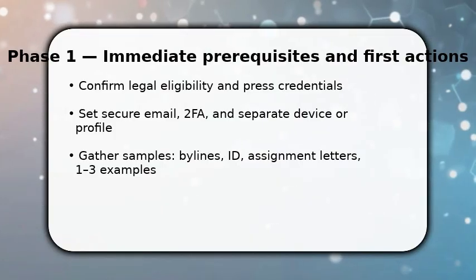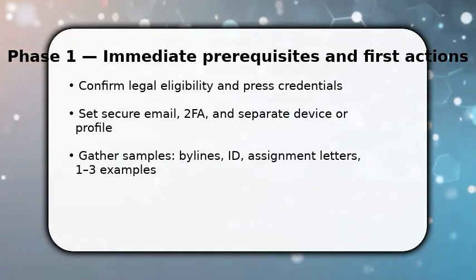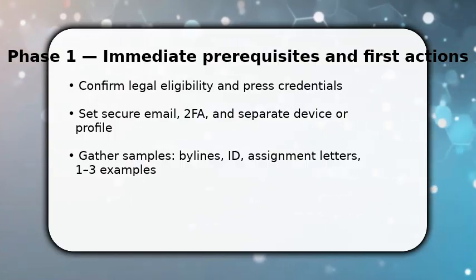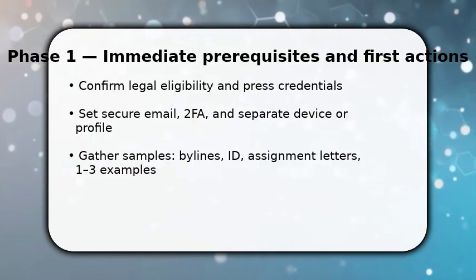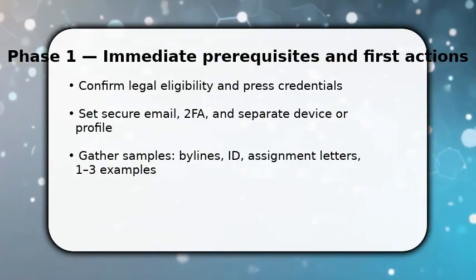You begin by verifying eligibility and assembling essential proof. Do this now. Check your press ID, passport, or national ID and collect 1-3 bylines that match the outlet. Once done, create a dedicated email, enable 2FA and a separate browser profile or device for journalistic work.